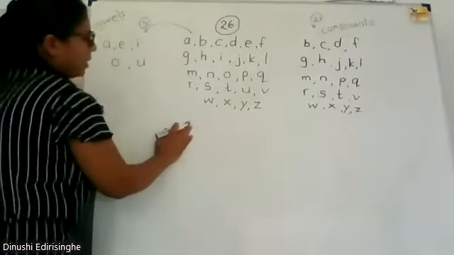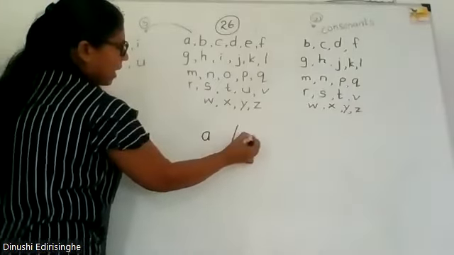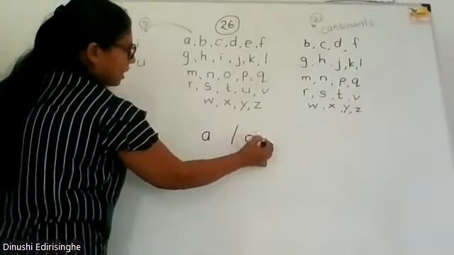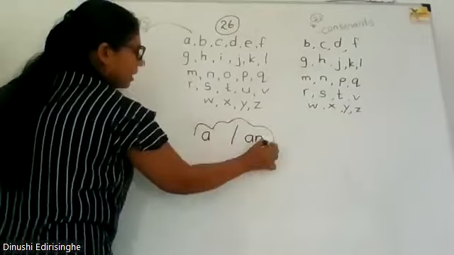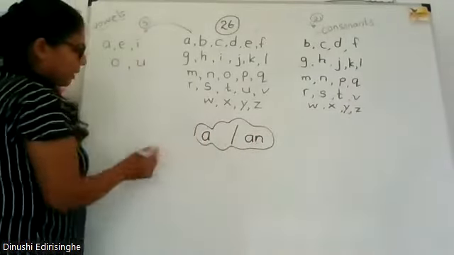And an. What are these, a and an? Articles. Okay? Right. We use, right?